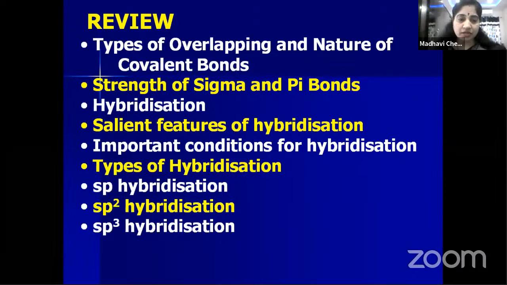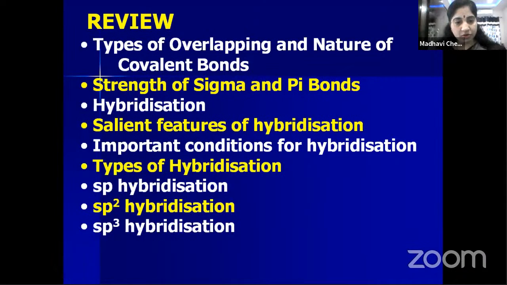In the previous session, we have discussed sp hybridization. What is sp hybridization? When one s orbital and one p orbital intermix together, they give two sp hybrid orbitals. The formed sp hybrid orbitals have similar energy and similar shape. Next, an example of sp hybridization we have seen, children, BeCl2, beryllium chloride. What is the shape of beryllium chloride? Linear shape, and the angle is 180 degrees.